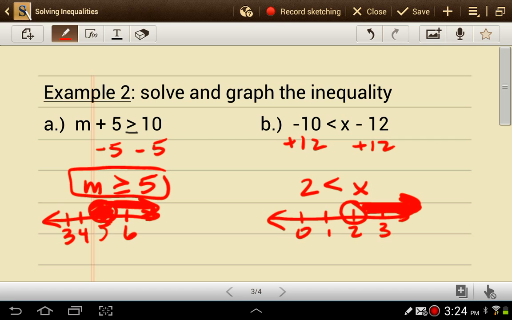But it's not the variable that is less than. This time the number is less than everything that's shaded in. So my number indicates the least value that we have. So you have to be careful of those, and that's why I like to put the variable first.